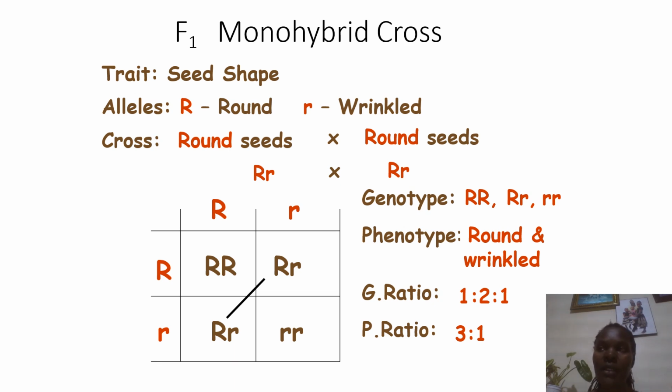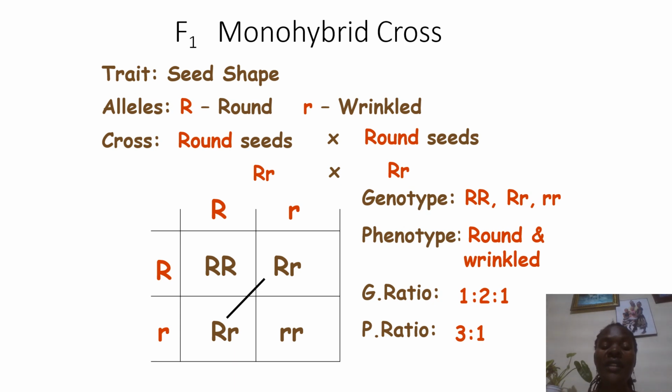From the F1s, we can also self them, and then we'll be able to generate the F2s. So we are still on seed shape. You have to specify that it's still a monohybrid cross. The alleles, we are still standing with the capital R for round, small r for wrinkled, but now you are crossing round seeds and round seeds from the F1s, where we had all the heterozygous. If they are selfed, then we have round seeds and round seeds, meaning both parents are heterozygous, as shown on the Punnett square. So you will have the parental generations.